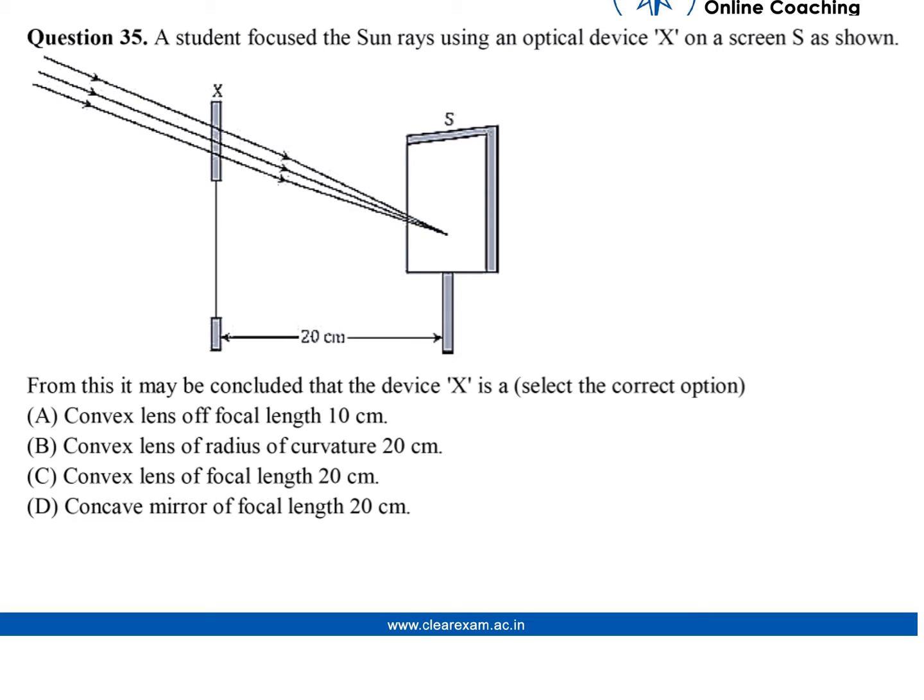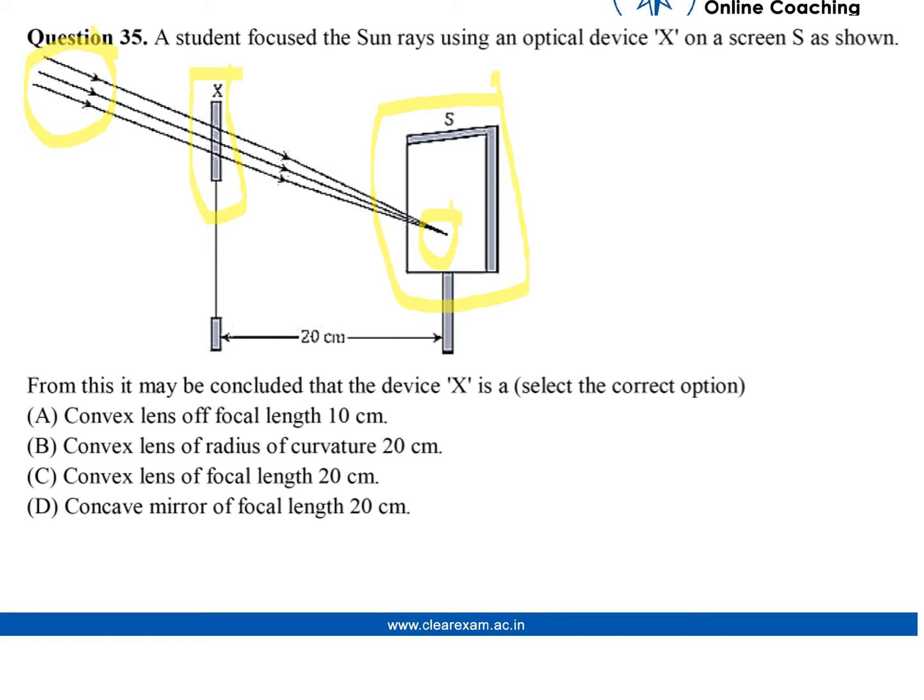Okay, so question 35 says that a student focused the sun rays using an optical device X on a screen S as shown. We can see in this diagram the experiment setup. This is the screen S, and this is the optical device X, and these are the rays. All these rays are focused on this screen S.